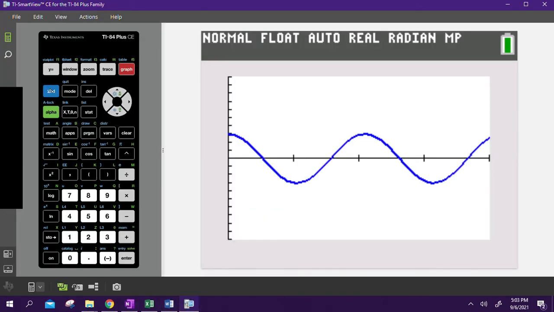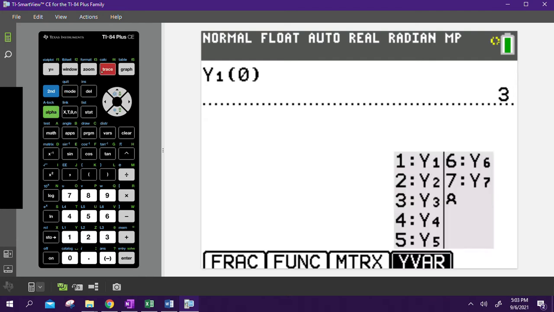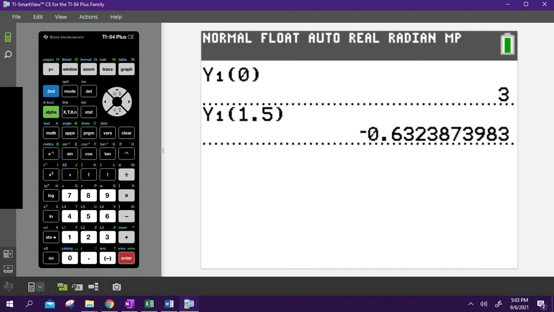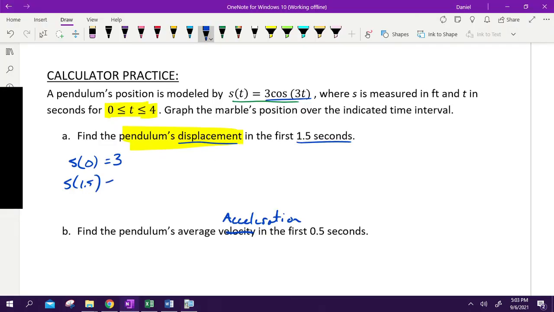Okay, we're going to do the other one. So we're going to go alpha F4, Y1. And then in parentheses, I'm going to plug in 1.5. Hit enter. Ooh. Negative 0.632. Remember, we're always going to go 3 decimals here. So negative 0.632. Cool. So those are my two values.